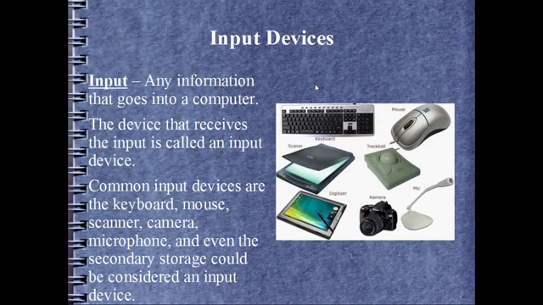Alright, input is information that goes into a computer. Input devices are used to input that information into the computer. So the keyboard, you type the keys, it inputs whatever you just typed. A mouse, you click the mouse button, it sends a signal to the CPU that you clicked that button, and it then does whatever you clicked. Scanners input pictures, cameras input pictures, mics record sound, whatever.